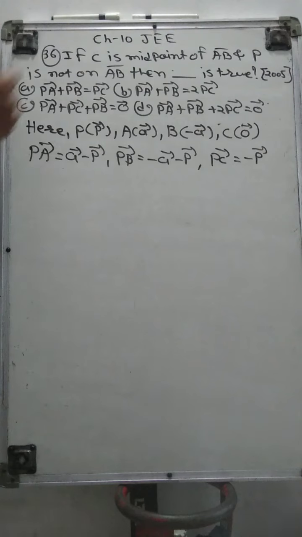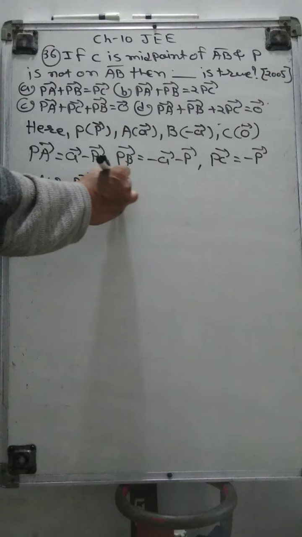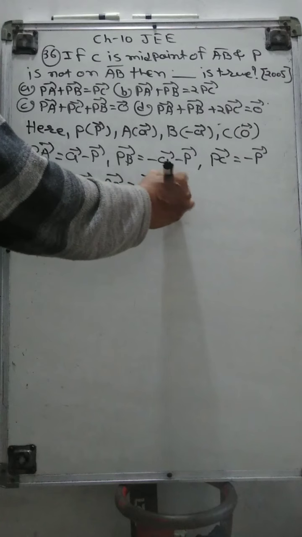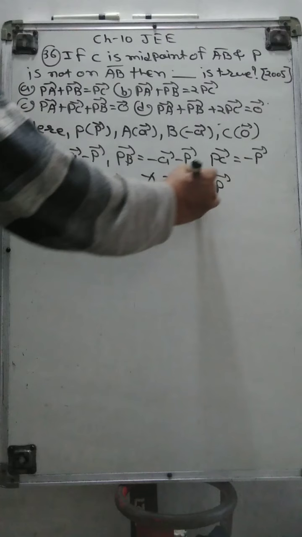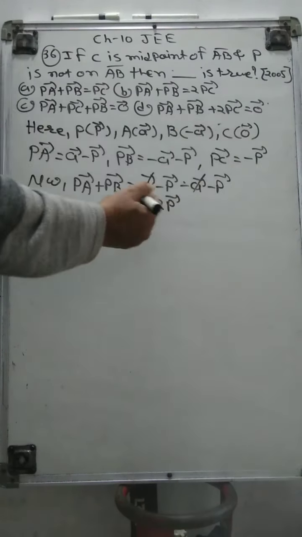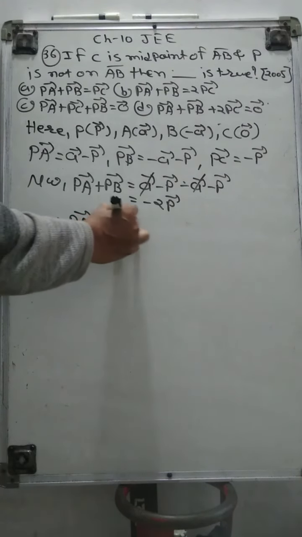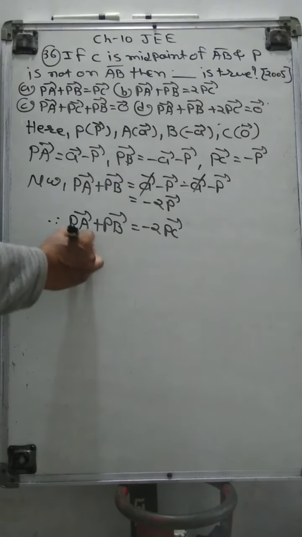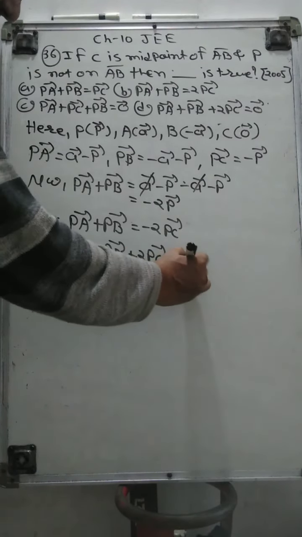Now if we take PA plus PB, it is A bar minus P bar minus A bar minus P bar. These two cancel, minus 2P bar is obtained, and minus P bar is PC. Therefore PA plus PB is equal to minus 2 PC vector, and therefore PA plus PB plus 2 PC is equal to 0 bar.